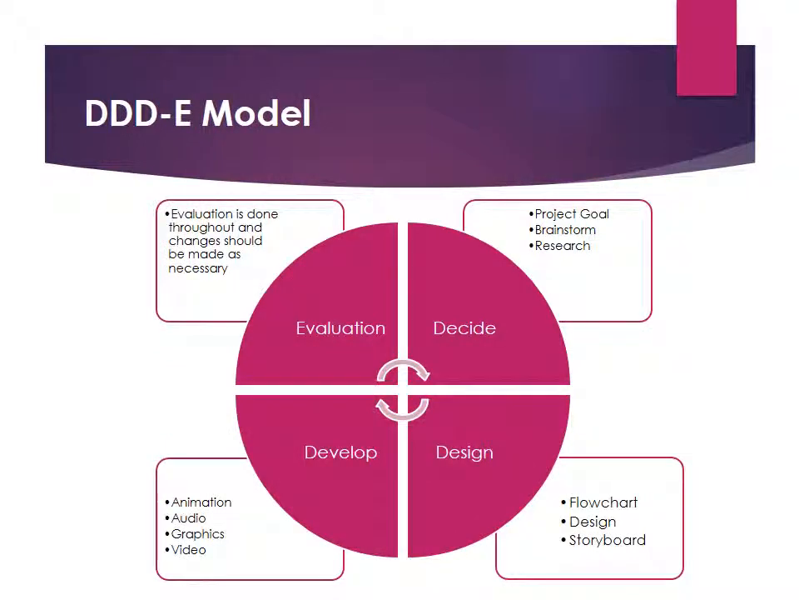This slide contains an example of the DDDE model, which includes the four components of decide, design, develop, and evaluate. During the decide phase, the team decides on the project goal, brainstorms, and does research for their topic. The design phase has the team generating flowcharts and storyboards, while the develop phase includes animation, audio, graphics, and video. Evaluation is done throughout the process and changes should be made as necessary.